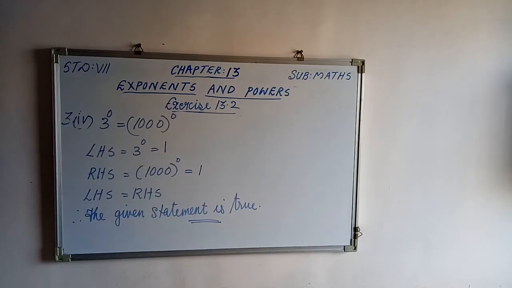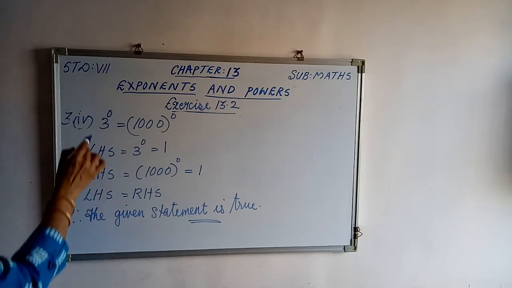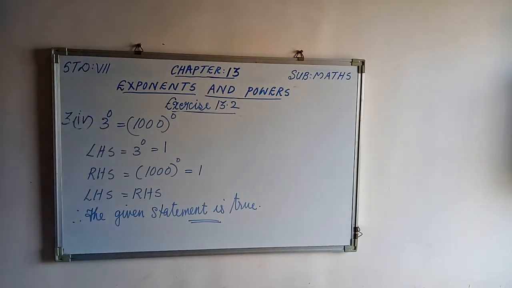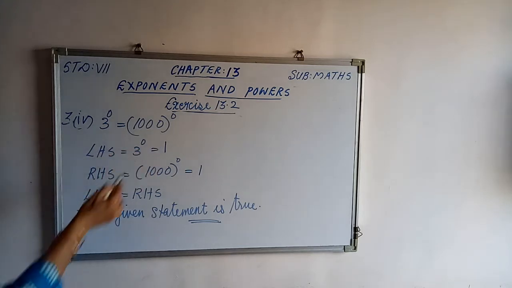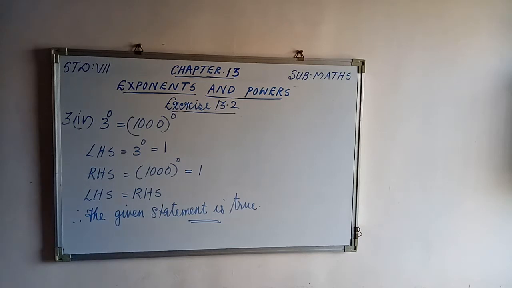Fourth one, you have to say whether 3 raised to 0 is equal to 1000 raised to 0 or not. LHS 3 raised to the power 0, that is 1. We know that any integer raised to the power 0 is 1. RHS also, 1000 raised to the power 0 is 1. So LHS and RHS are equal. Therefore, the given statement is true.